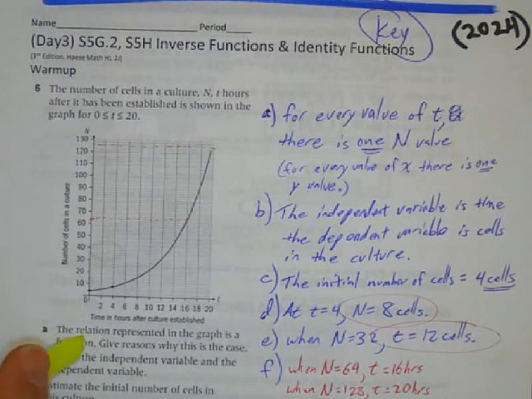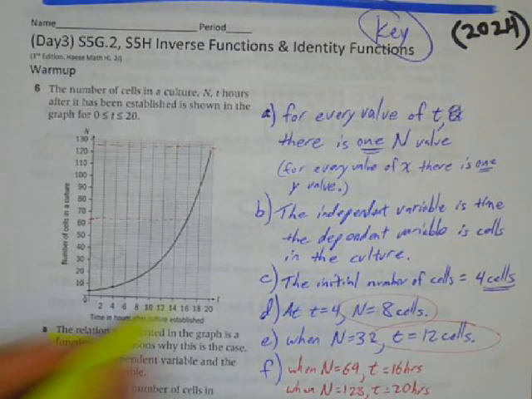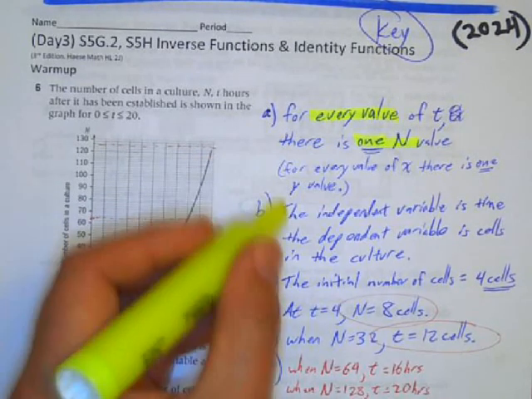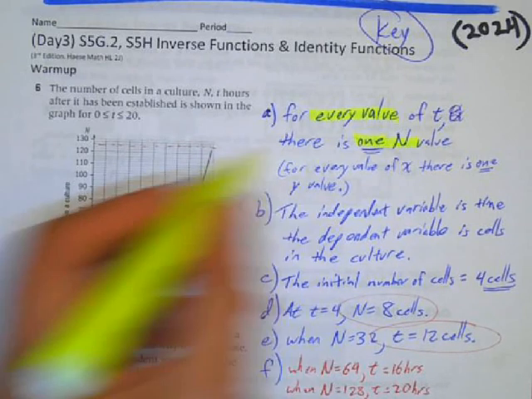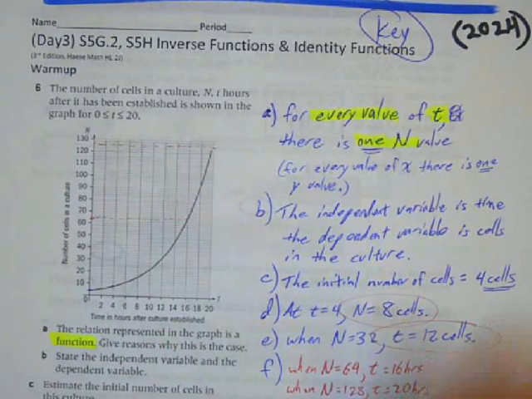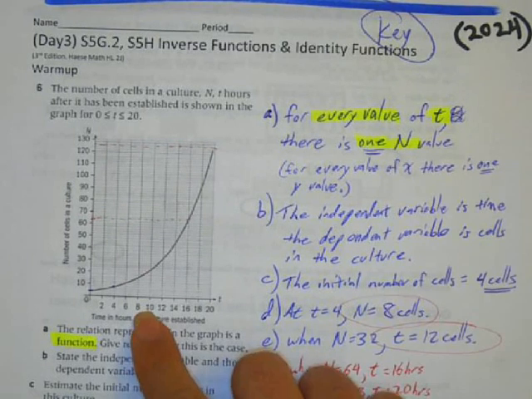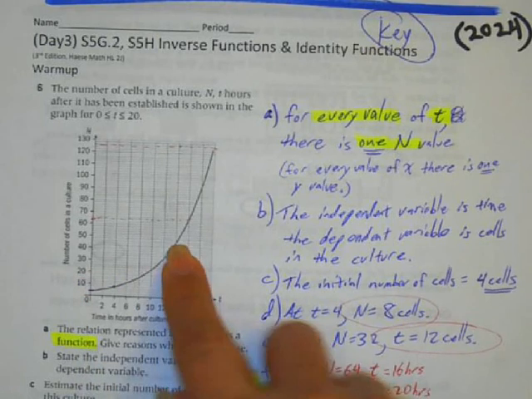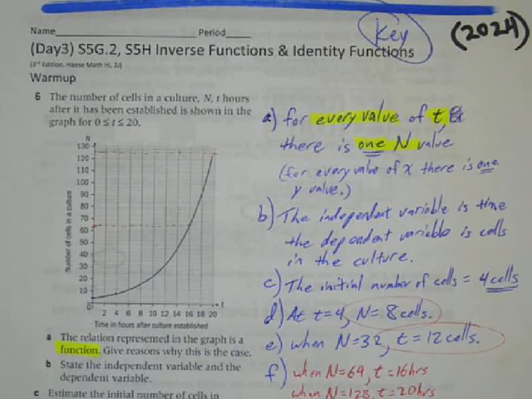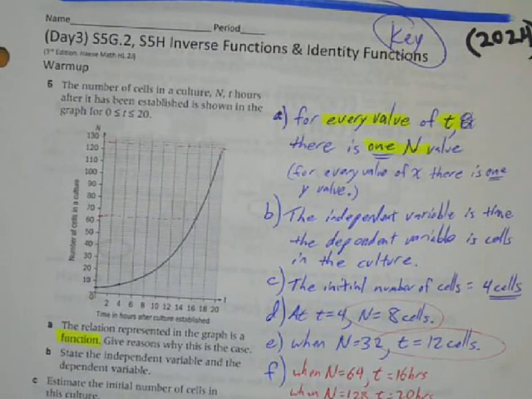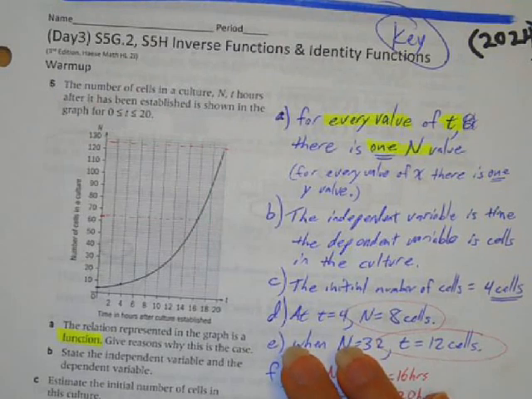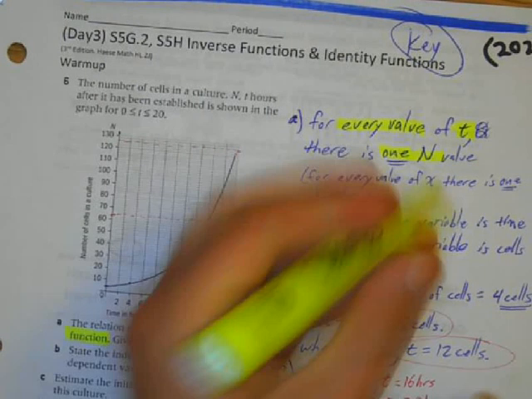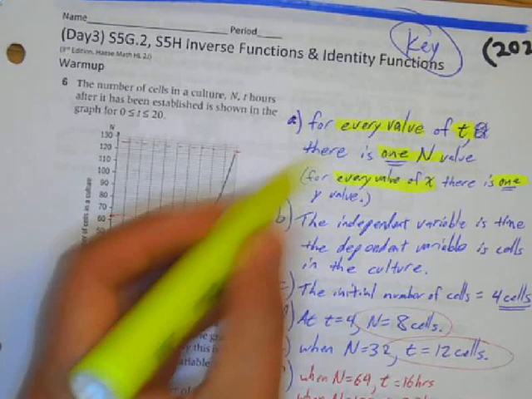Okay, so this is a function because for every value of t, there is one n value. So for a time of 8, there's an n value. For a time of 14, there is an n value. I could also do a vertical line test, and if I did, it would only go through the graph once. So for every x value, there's only one y value.